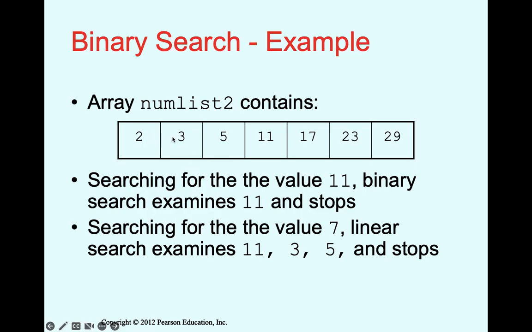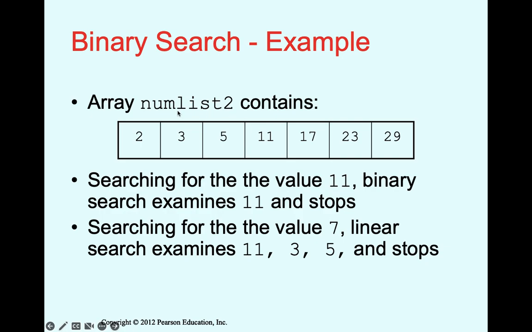Let's say we have this array and we want to search for 11. First we go to the middle and search for 11. We find 11, that's it. That's easy. But imagine you want to search for 7. First you go to the middle. Is 7 less than or greater than 11? It's less than. So we know that 7 has to be on this side if it's in the array. It cannot be on the other side because this array is sorted, right?